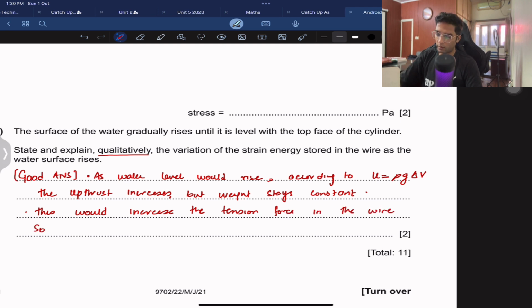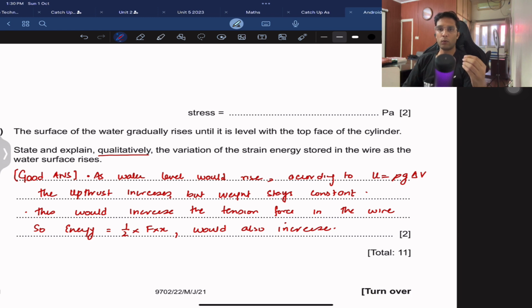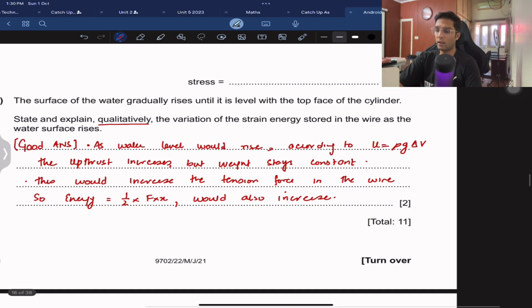So energy, which is equal to half times force times x, would also increase. So I have basically told the examiner that exactly I know what is affecting the energy and how it has increased. So I have basically given a logical flow in this question as well.